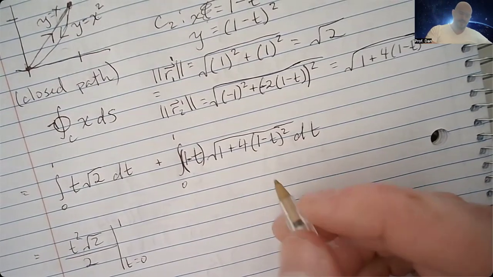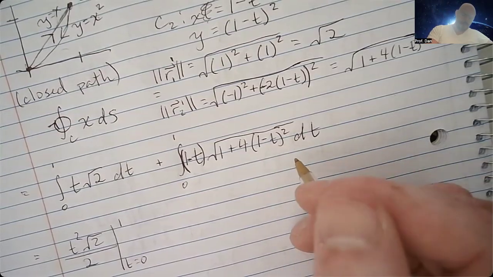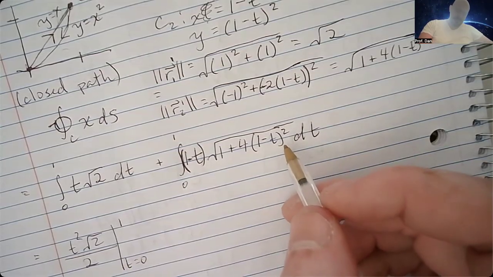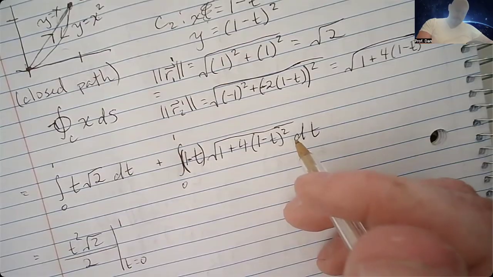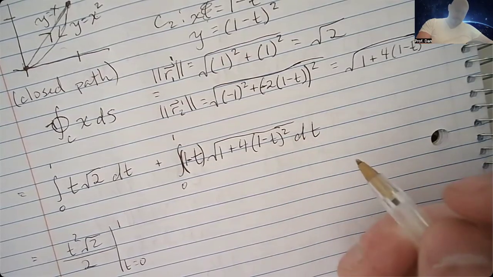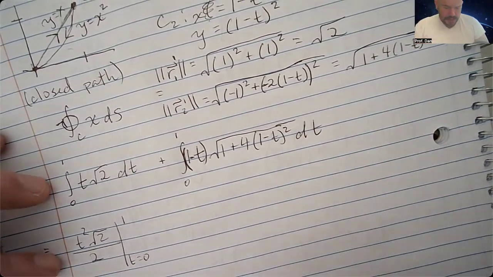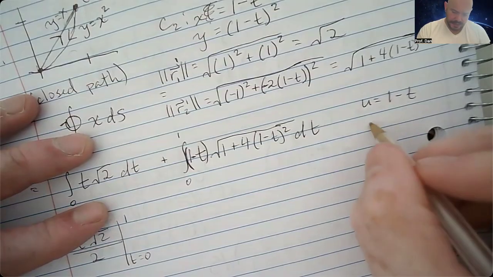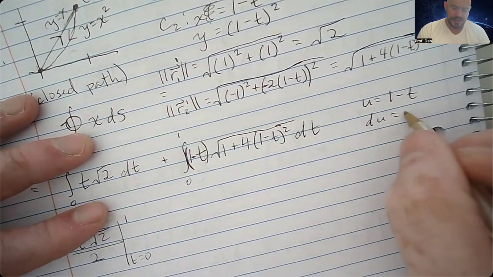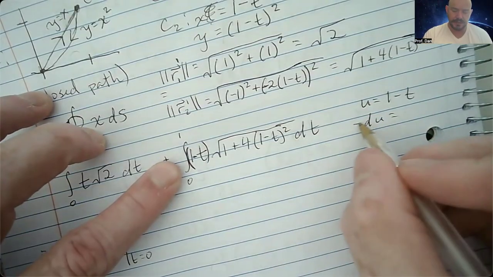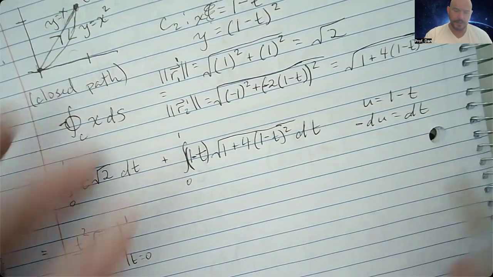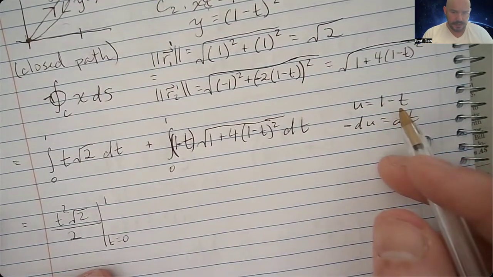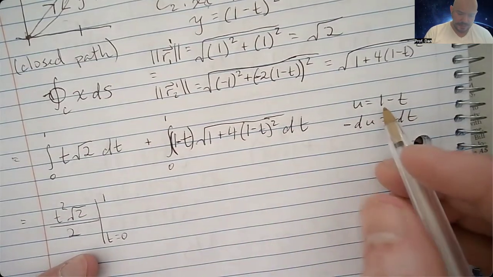All right, with this one, we can actually do a u substitution. We're going to let u be equal to 1 minus t, which means du is going to be equal to negative dt. Since I don't have a negative, I'm going to move that over, so negative du equals dt. And then we can do our replacements.